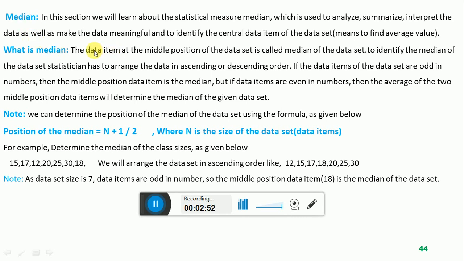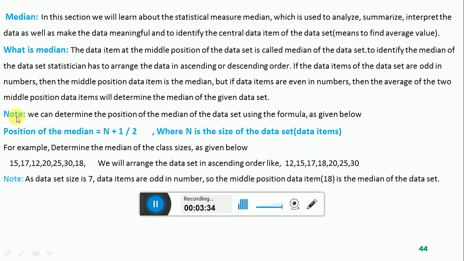Let me read this theory. The data item at the middle position of the data set is called the median of the data set. To identify the median of the data set, the statistician has to arrange the entire data set in ascending or descending order. If the data items of the data set are odd in number, then the middle position data item is the median of the data set. But if the data items are even in number, then the average value of the 2 middle position data items of the data set will define the median for the given data set. So this is all about the concept of median.